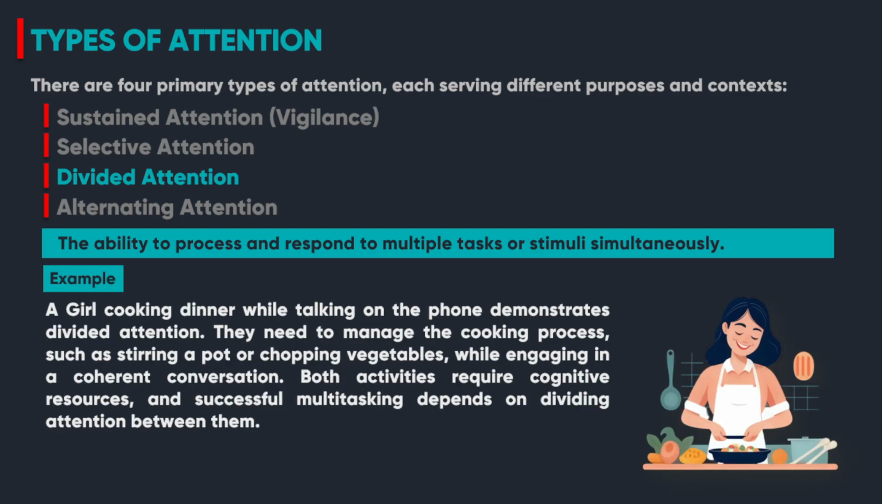Now, divided attention is the ability to process and respond to multiple tasks or stimuli simultaneously. A girl cooking dinner while talking on the phone demonstrates divided attention. She needs to manage the cooking process, such as stirring a pot or chopping vegetables, while engaging in a coherent conversation. Both activities require cognitive resources, and successful multitasking depends on dividing attention between them.